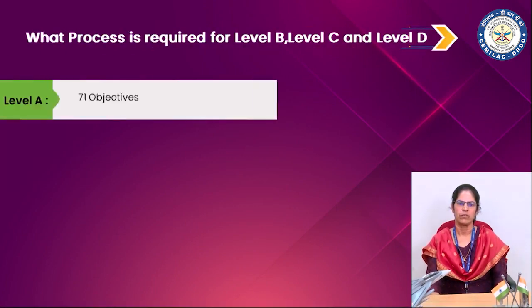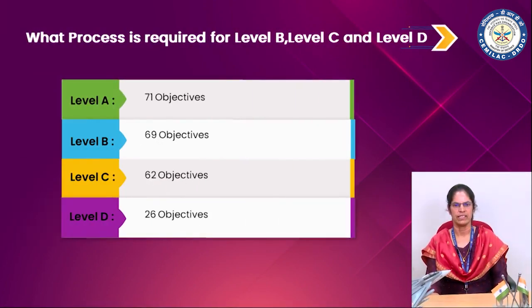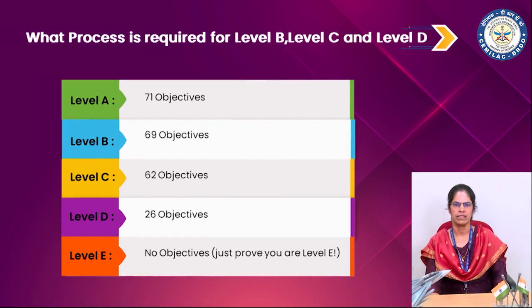Now that we have completed all the processes in DO-178C, let us see how many objectives are required to be fulfilled for the different levels of criticality, that is level A, B, C, D and E. For level A, there are 71 objectives to be complied. For level B, 69. For level C, 62. And level D, 26. And for level E, no objectives. Just prove you are at level E.